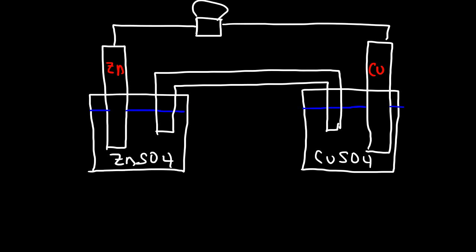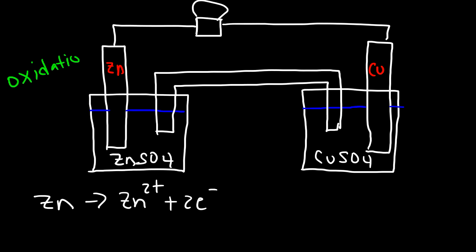Copper has a very strong tendency to accept or acquire electrons. Zinc wants to give it away. So zinc is going to lose 2 electrons per atom, and so it's going to turn into the 2+ ion. Now whenever a metal loses electrons, it's undergoing oxidation. And you need to know that oxidation always occurs at the anode. So zinc is the anode.